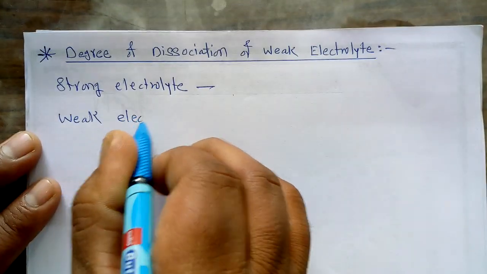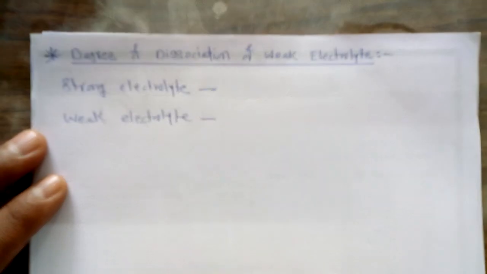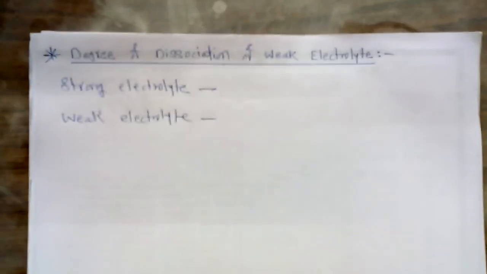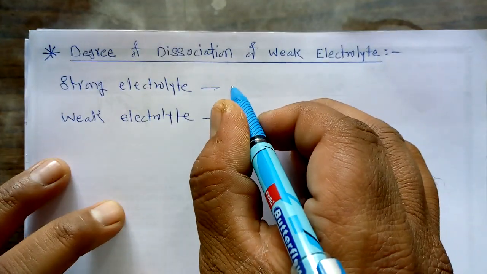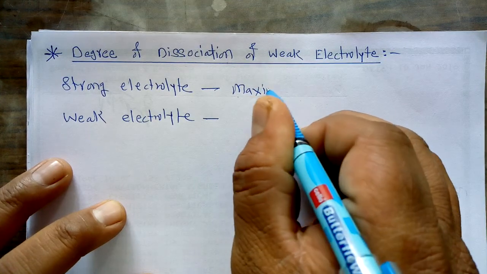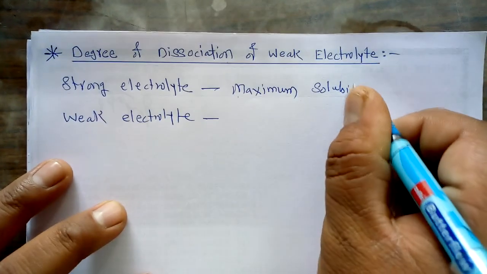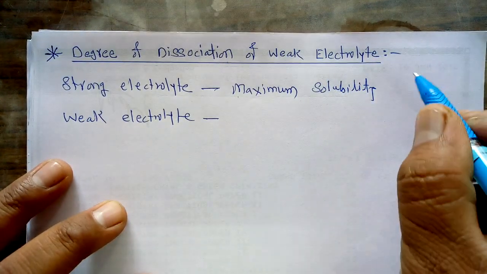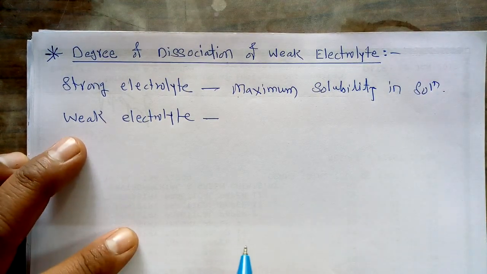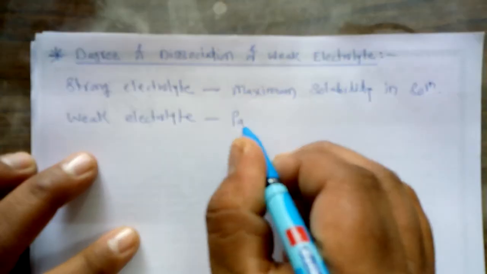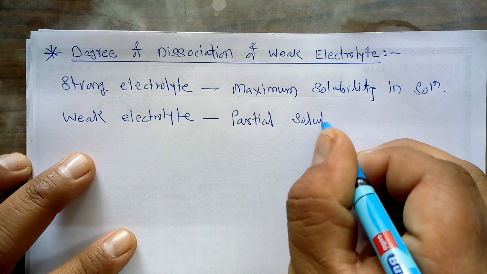The second is called the weak electrolyte. Now we know very well the difference between these two electrolytes. The strong electrolyte has the maximum solubility in solution, while the second electrolyte, the weak electrolyte, has partial solubility, or it gets partially soluble in solution.